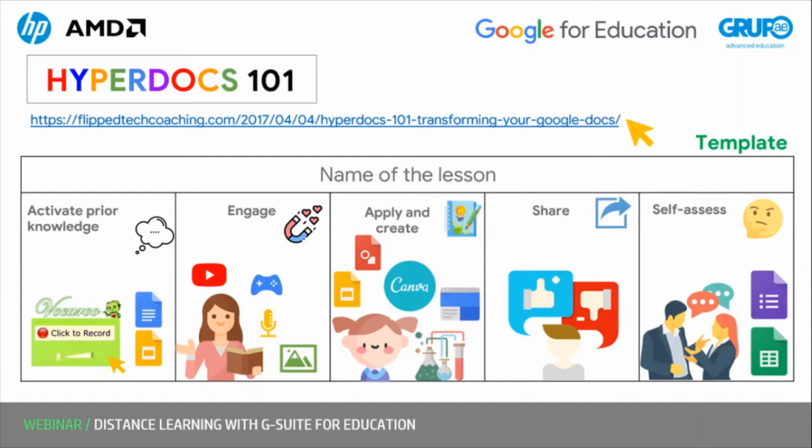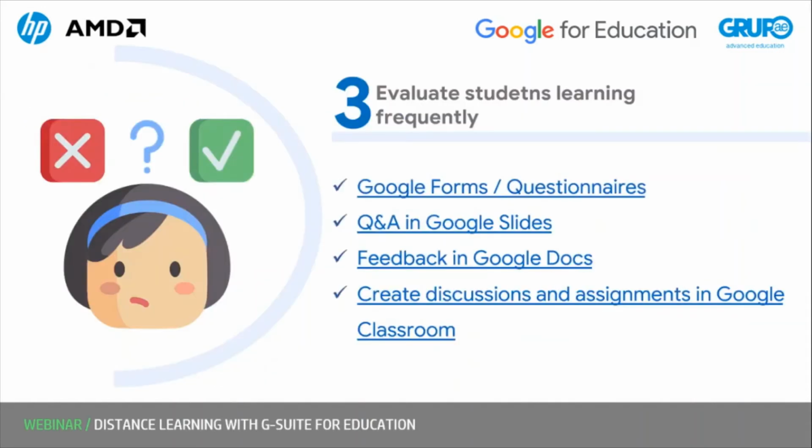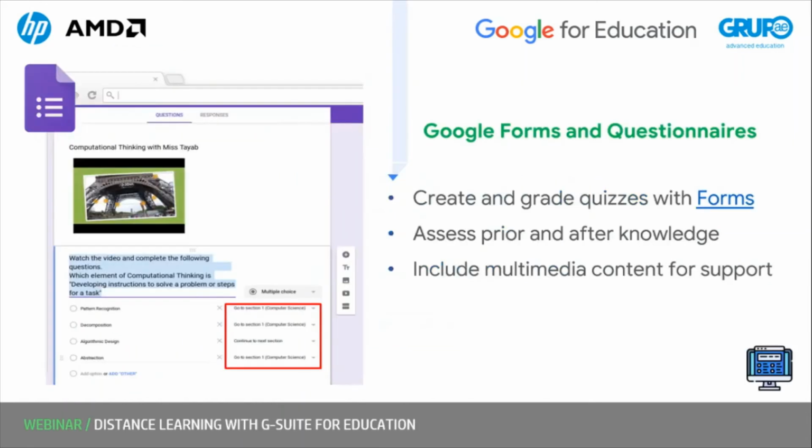The third suggestion is to evaluate students' learning frequently. For that, we have Google Forms and questionnaires. For instance, as I mentioned earlier, you can motivate your students to read by creating a form where you ask them what book they are reading, the author's name, the number of pages. After that, you can publish it for all the kids, and there is healthy competition between them.